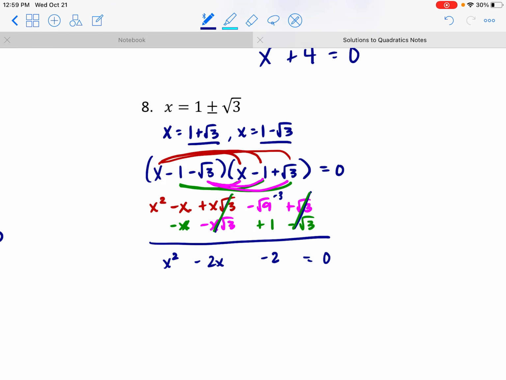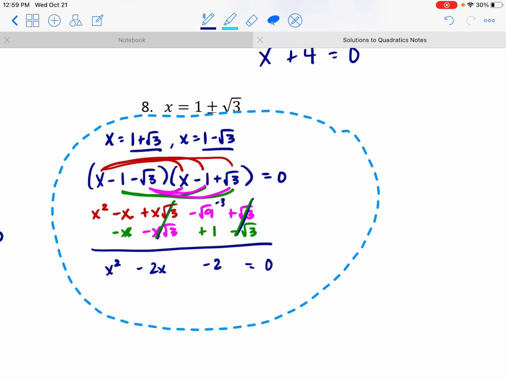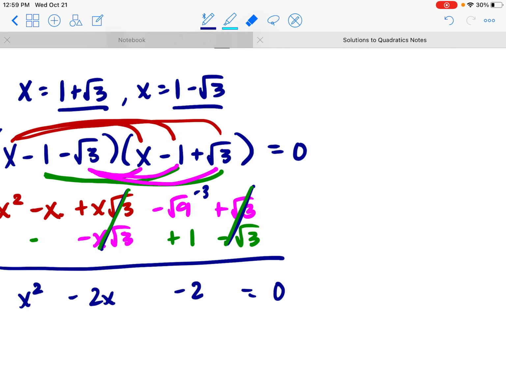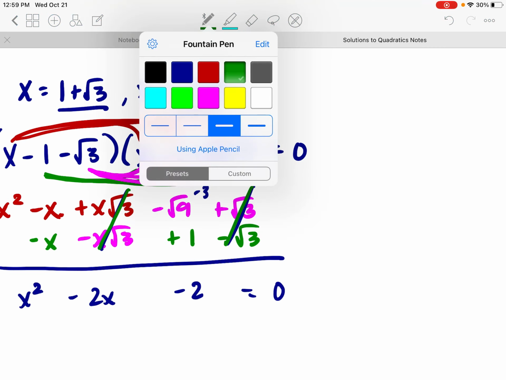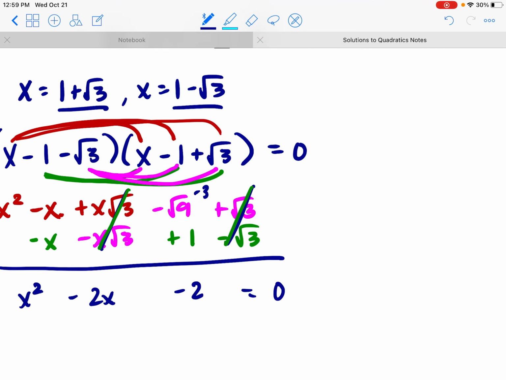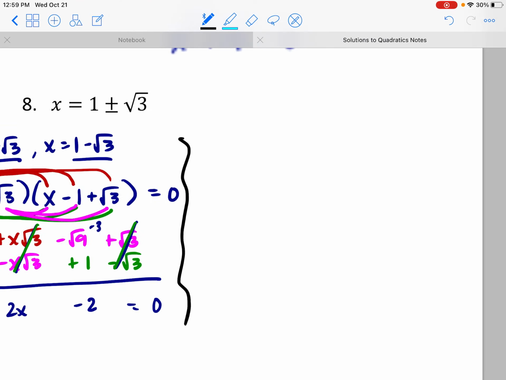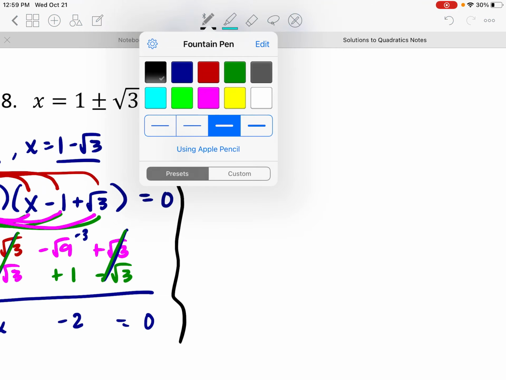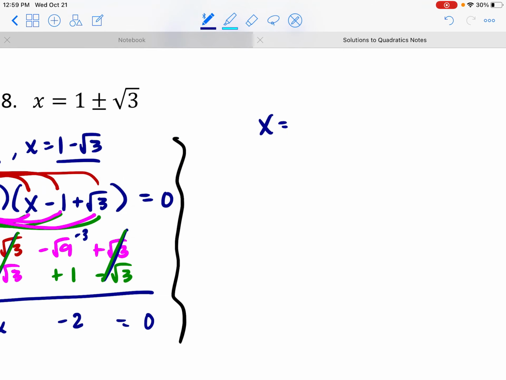I'm going to leave that there. Let me see if I can fit in this other way. That's one option. And I got to clean this because that's bothering me. Okay, so one option. The other option is to work backwards. Okay? If x is equal to 1 plus or minus radical 3.